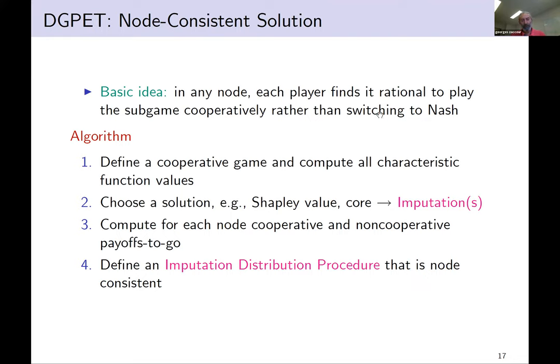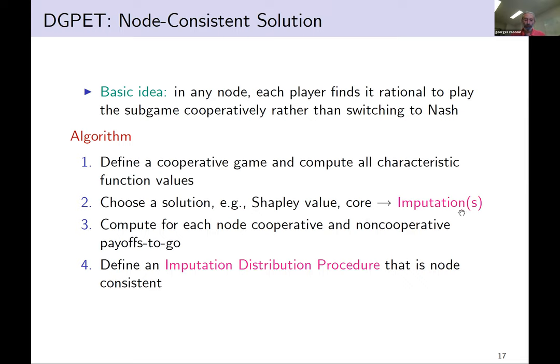Now, if we think about this basic idea algorithmically, we say that we need to do the following. First, to define a cooperative game and to compute the characteristic function values, which means I have to be specific in terms of what each subset of players can get in the cooperative game. After that, we can choose a solution to this cooperative game. For instance, it can be Shapley value or core. I will say a few words on that.